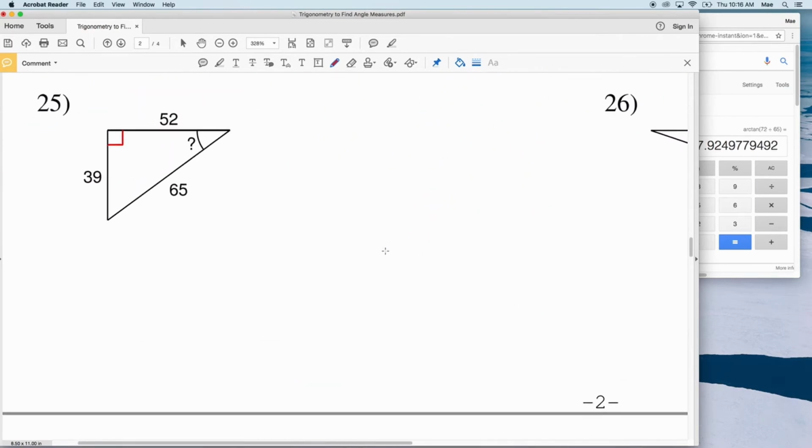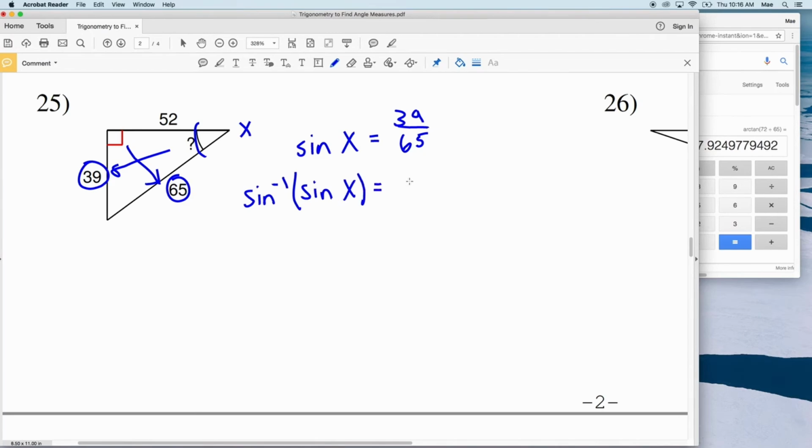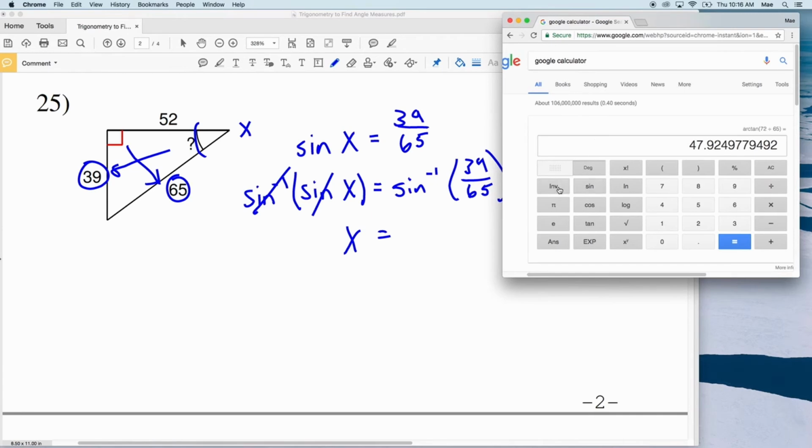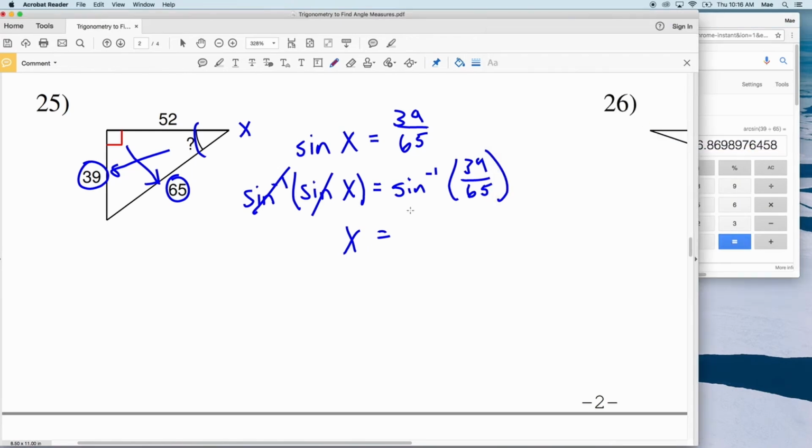For number 25, let's go ahead and use sine again. We're looking at this angle here. Let's call that angle X. So the sine of X is equal to the opposite, which is 39, over the hypotenuse, which is 65. That's going to leave us with X equal to the inverse sine of 39 divided by 65, which gives us approximately 37 degrees. So 37 degrees is the measure of that indicated angle.